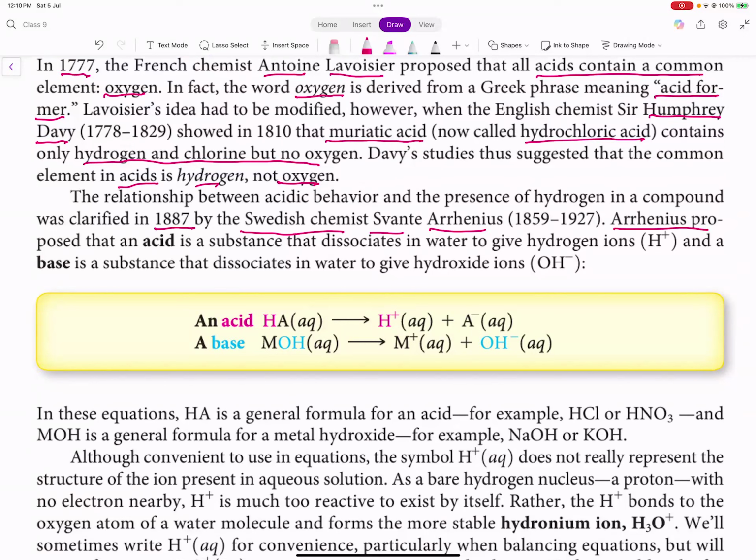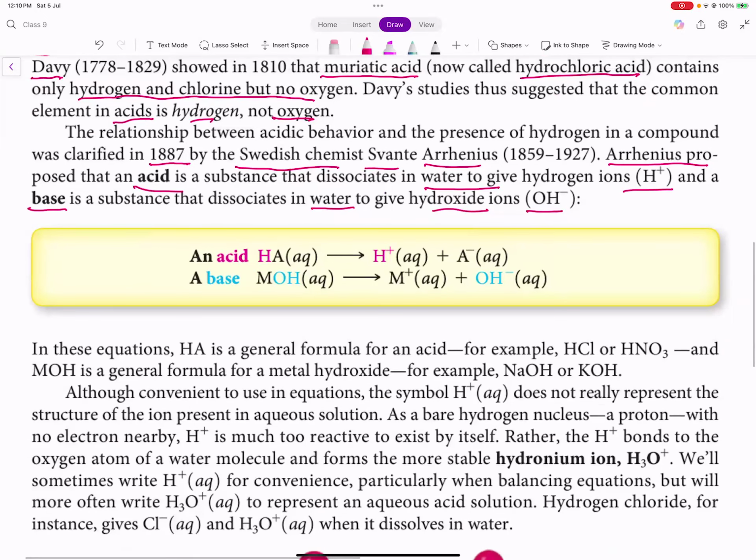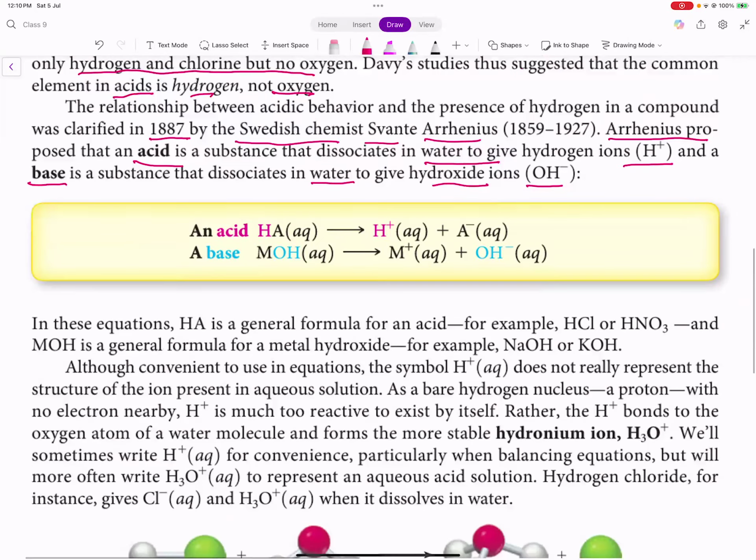And Arrhenius proposed that an acid is a substance that dissociates in water to give hydrogen ions, H plus, and a base is a substance that dissociates in water to give hydroxide ion, OH minus. This is the basic definition. An acid is HA, and you can see it is written aqueous, right? An acid is HA aqueous, giving H plus aqueous and A minus aqueous. A base is MOH aqueous, giving M plus aqueous plus OH minus aqueous, right?